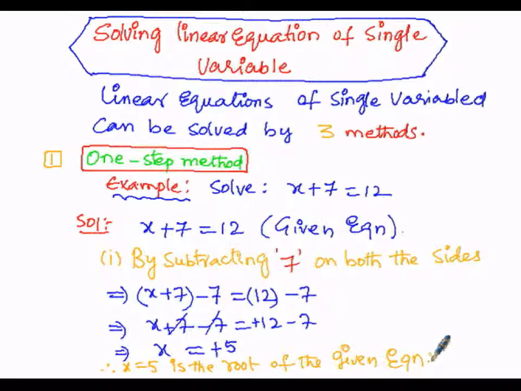So in this manner we have utilized only one step, that is subtracting 7 on both sides, in order to get the variable's value which satisfies the entire equation x plus 7 is equal to 12 by a single step, the one step method. Now similarly let us go for the next one, that is the second method, the two step method.